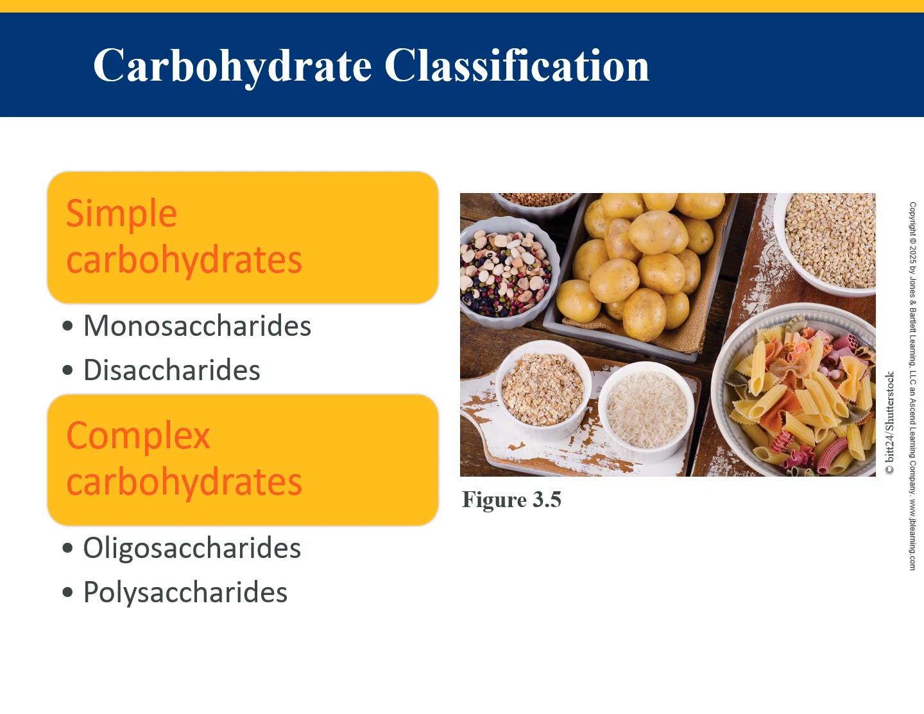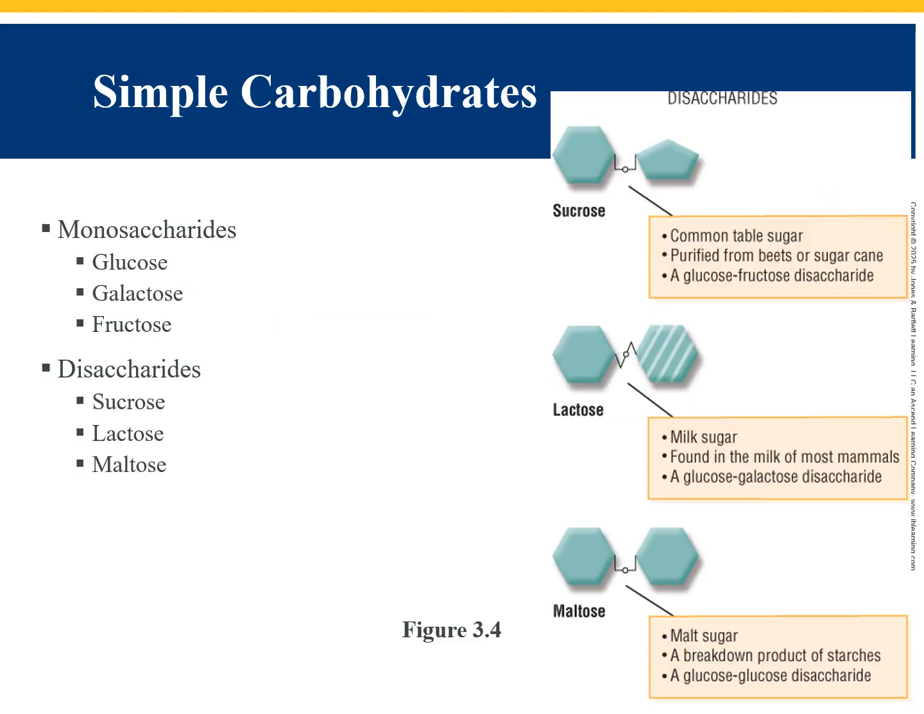Carbohydrates are classified as simple or complex based upon how many base structures are linked together. So mono is 1, di is 2. Complex means that there are multiple. The simple carbohydrates, mono and disaccharides, are glucose, galactose, fructose, sucrose, lactose, and maltose.